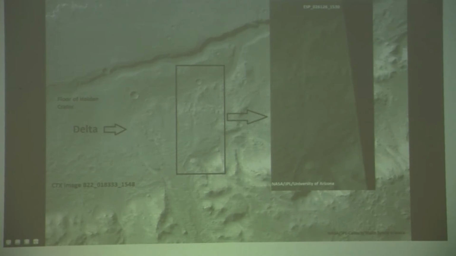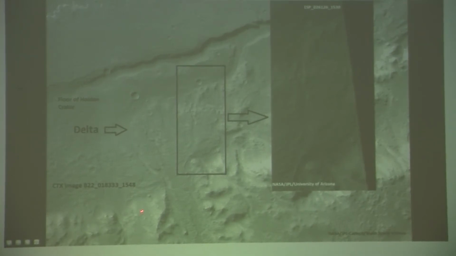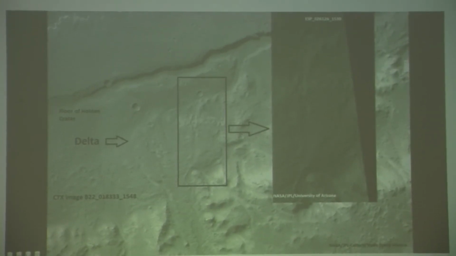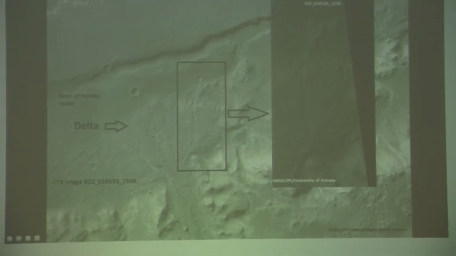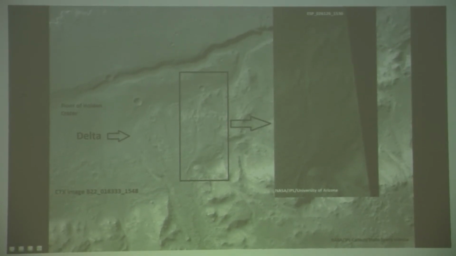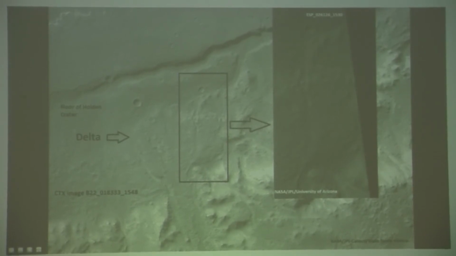I got all excited when I got this picture of my delta here. So this background picture is a CTX image. They're very good. They go about 30 kilometers across, and you see things almost the size of this room here. So it has a resolution of 6 meters. So it has very good resolution here.